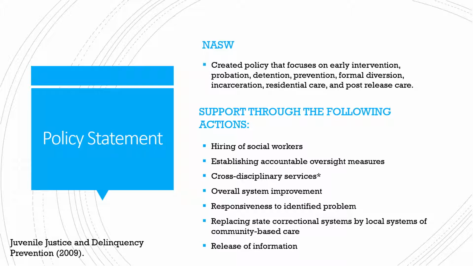Within the Juvenile Justice and Delinquency Prevention 2009 article, the NASW has a policy statement and provides different points of support through following through with specific actions, such as hiring social workers, and they highlighted social workers who have skills in intake, interviewing, case management, counseling, and cross-cultural competency to meet the needs of youth and their families. With cross-disciplinary services, this includes communication on a youth, family, and systems level, and access to resources for youth, along with continuum of care to follow-up services.